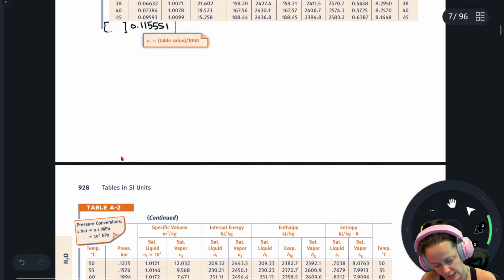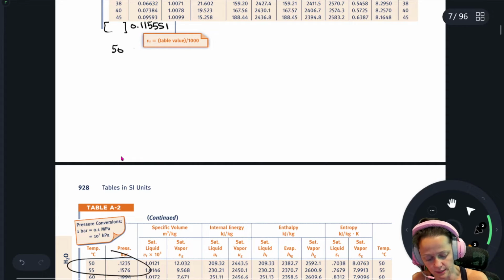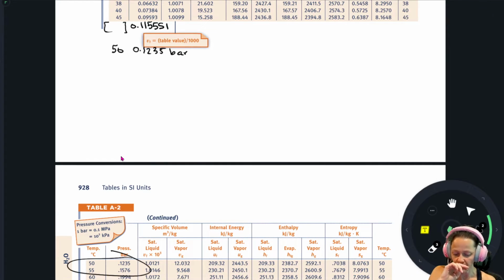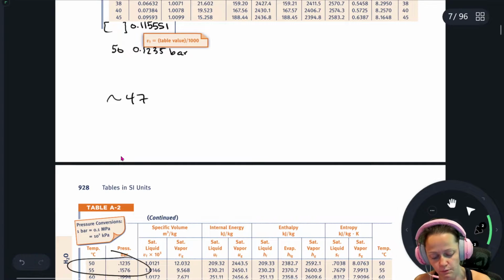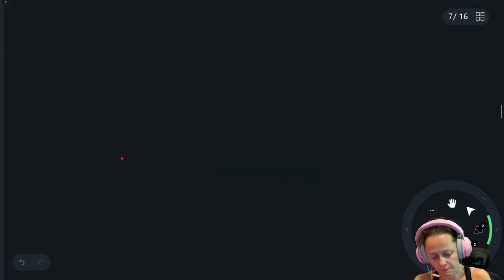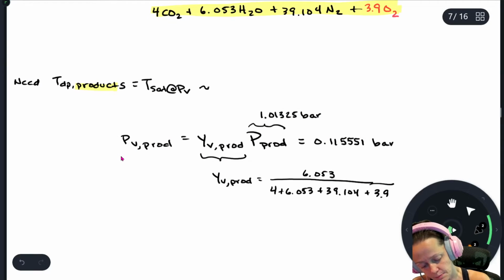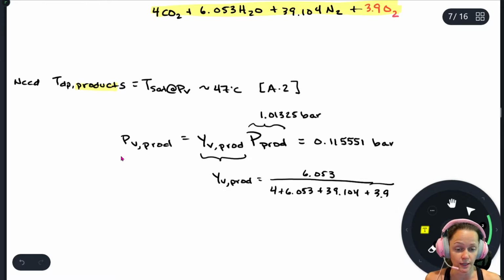And then the next one I've got down here, I'm just going to copy right here, 50 and 0.25 bar. So it's between 45 and 50. I mean, it's probably about 47, 48 degrees Celsius. So it's about, we'll say 47 degrees Celsius. And you're looking in table, I looked in A2, but you can look in A3 as well.